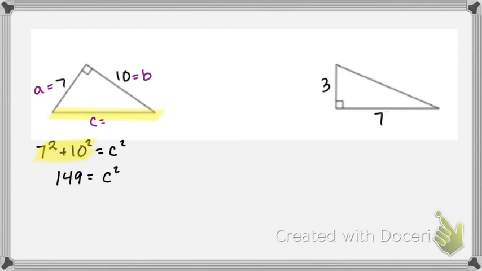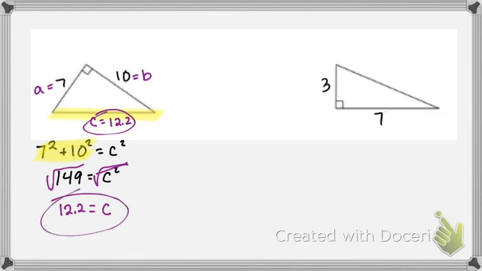Our last step is to take the square root of both sides, so that way we can cancel out our exponent, and we're left with c on the right, and on the left side we do a square root of 149. We get 12.2. And that is our answer, 12.2.